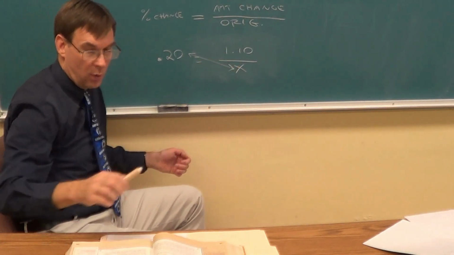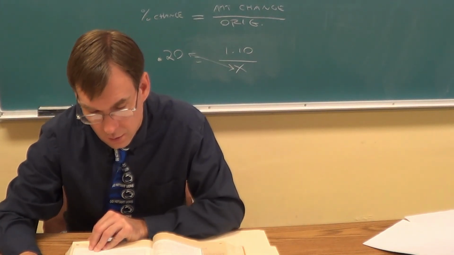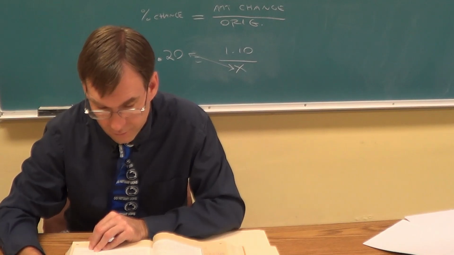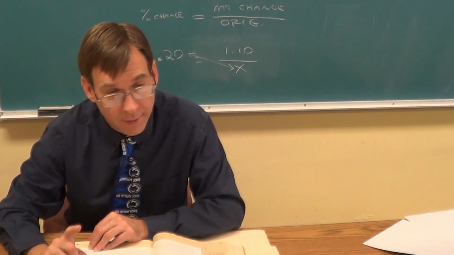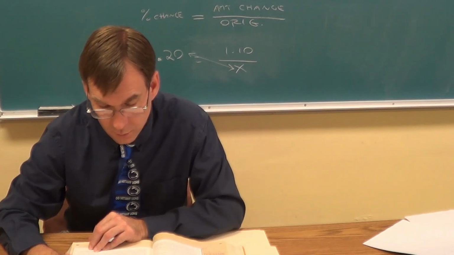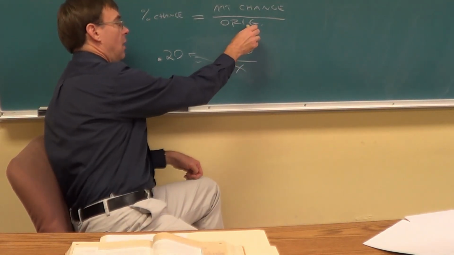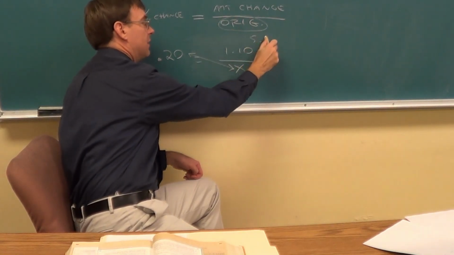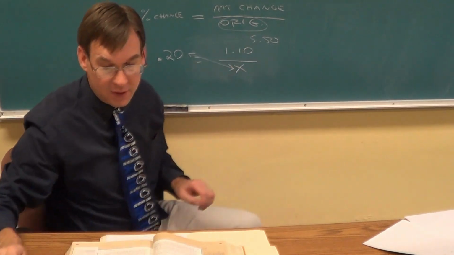So we need to punch some buttons here. 1.10 divided by 0.20. And what shows up? 550. That might be the answer, that might not be the answer. It depends on what they asked you for. The X is on the bottom, and that represents the original price of this item, whatever this item was.